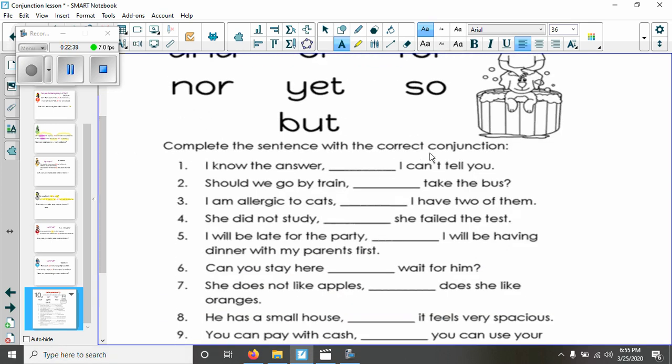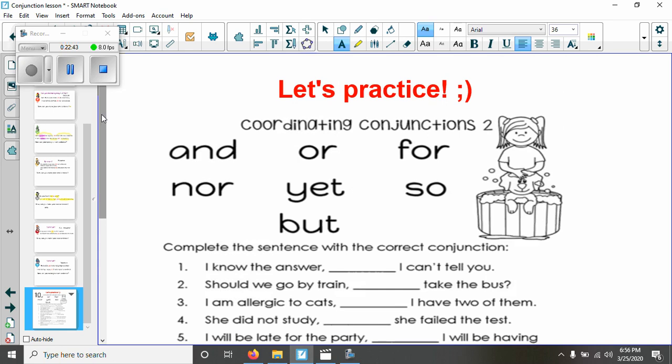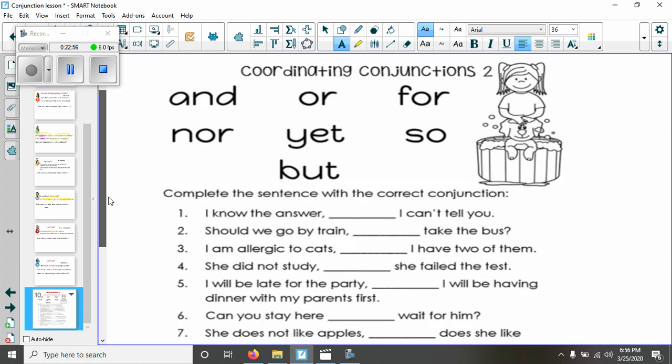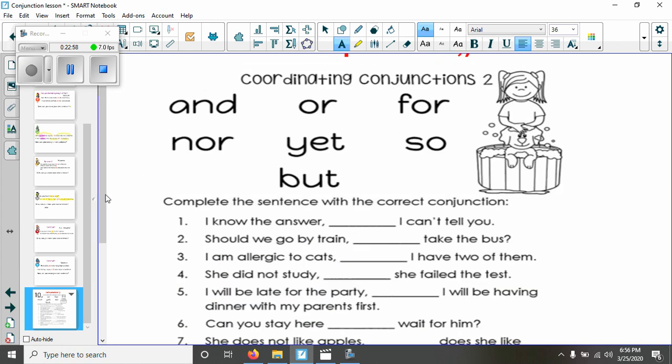Complete the sentence with the correct conjunctions. Listen, Year 3, I need you to read the head of the question very carefully, as it helps you a lot. So here are some conjunctions, the coordinating conjunctions, and I need you to put the right conjunction in the right space. Let's do the first one.